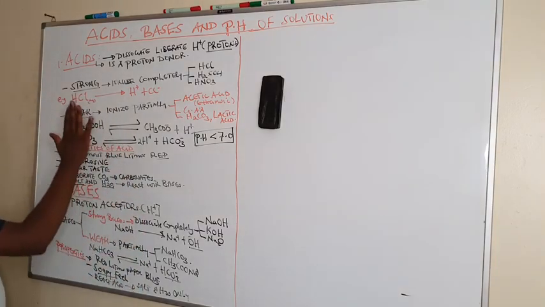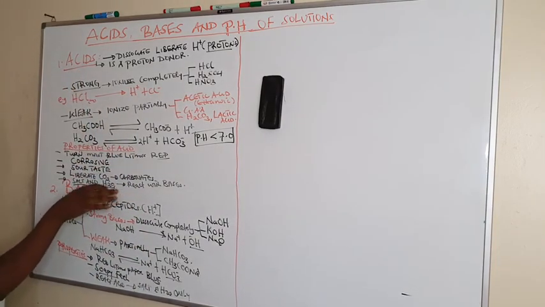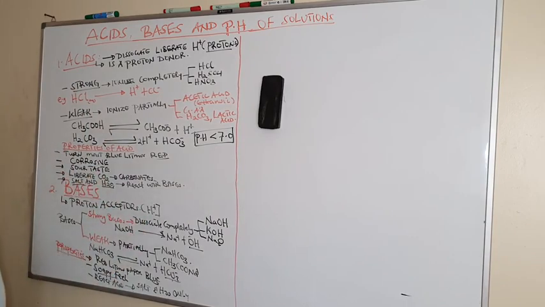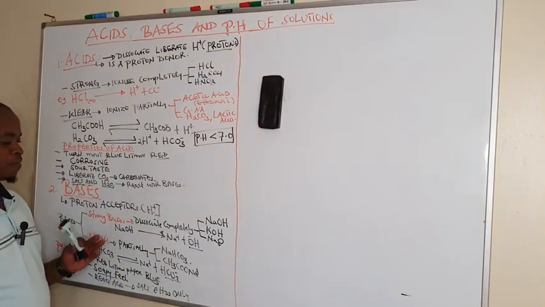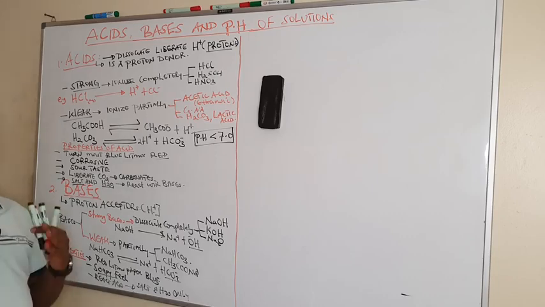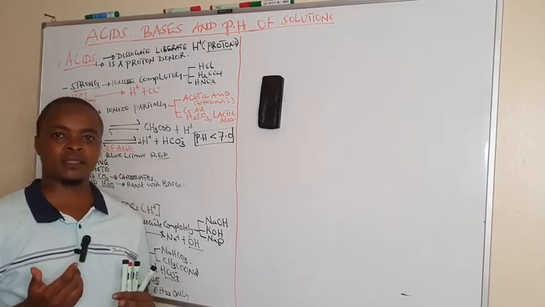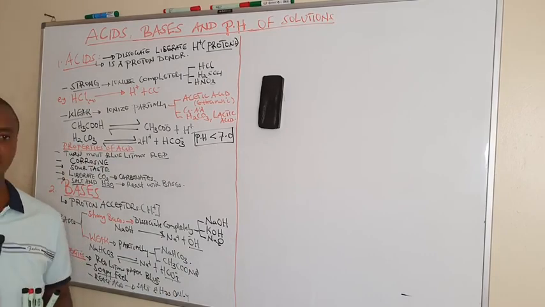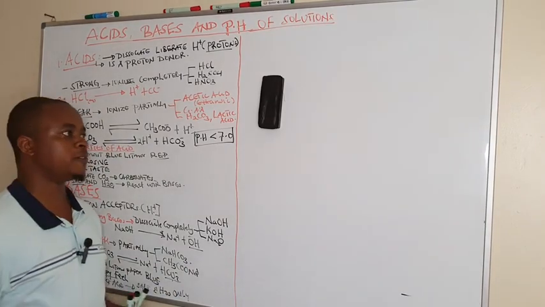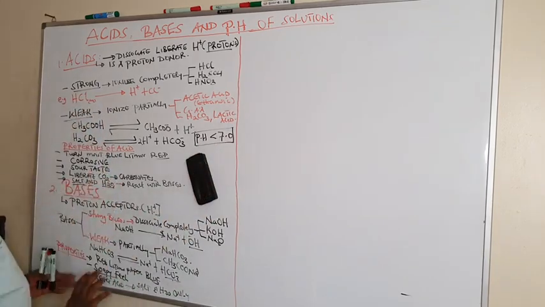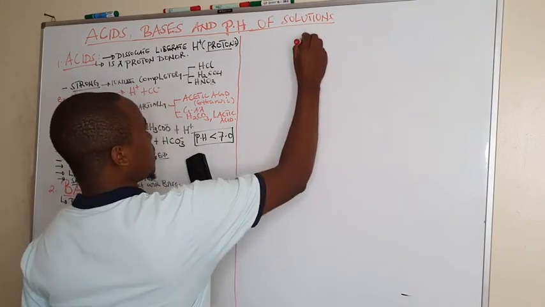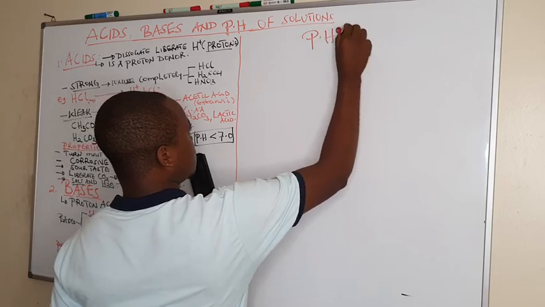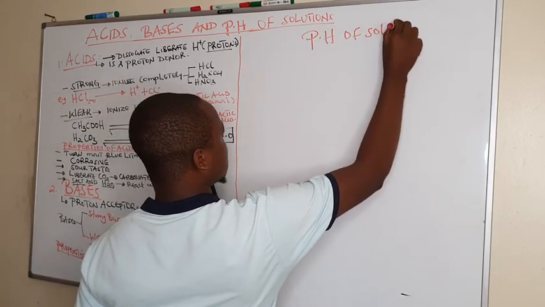So after looking at acids, bases, and their classifications, including examples, I've told you in exams they can easily ask you: the following are strong bases except, or the following are weak bases except. So you need to know different bases. Is it a weak base? Is it a strong base? And even the properties. So after exhausting this part, we are now going to end by looking at the pH of solutions.